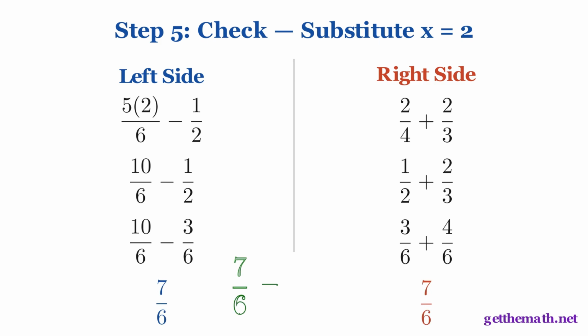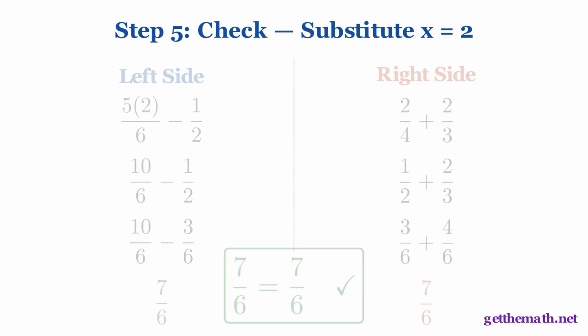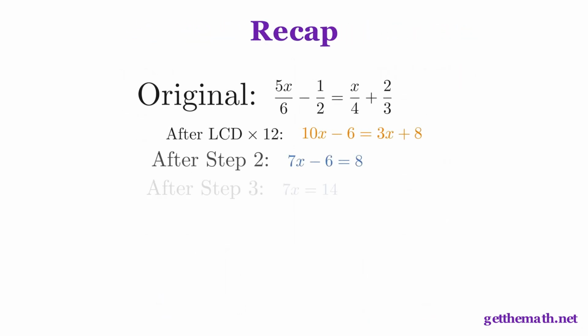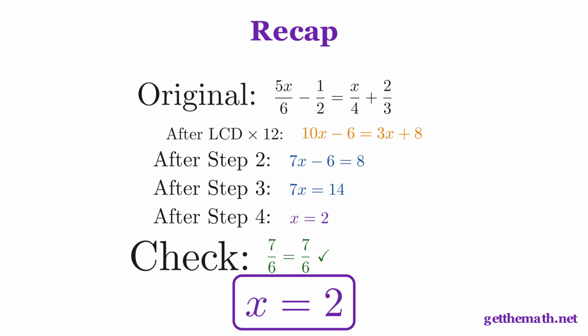Right side, 2 over 4 plus 2/3. 2 over 4 simplifies to 1/2. 1/2 plus 2/3. Common denominator is 6. 3 over 6 plus 4 over 6 equals 7 over 6. 7 over 6 equals 7 over 6. Our answer checks out perfectly. X equals 2. That is your solution.